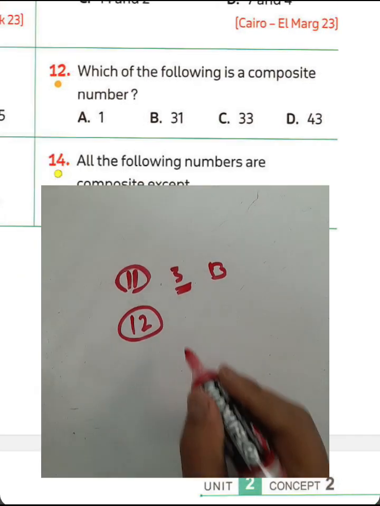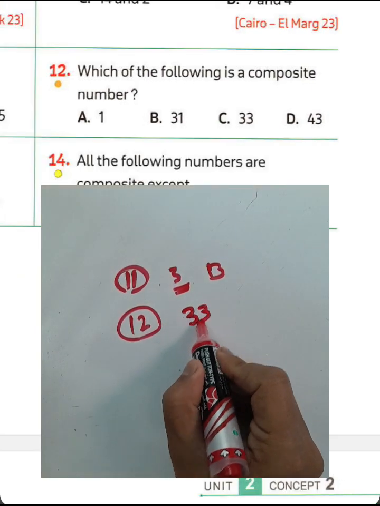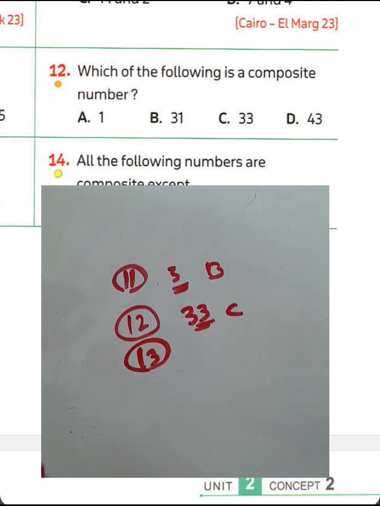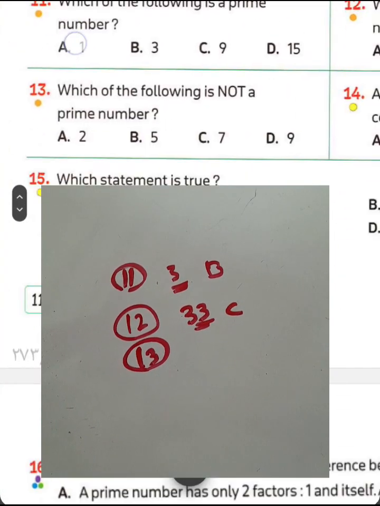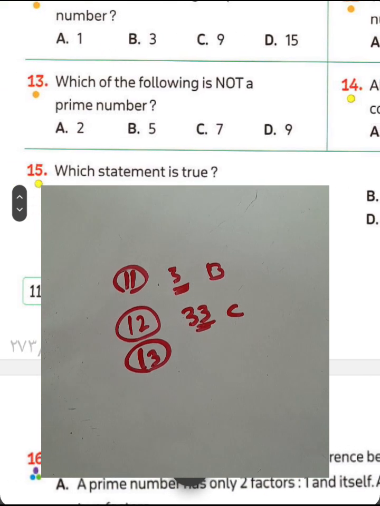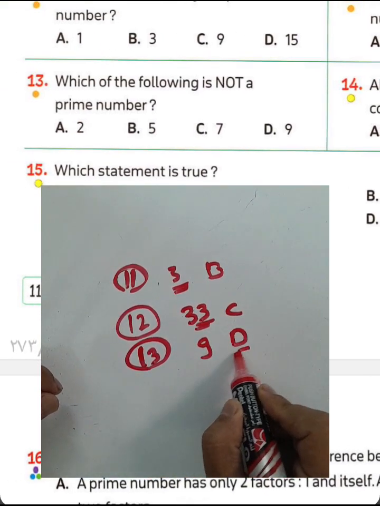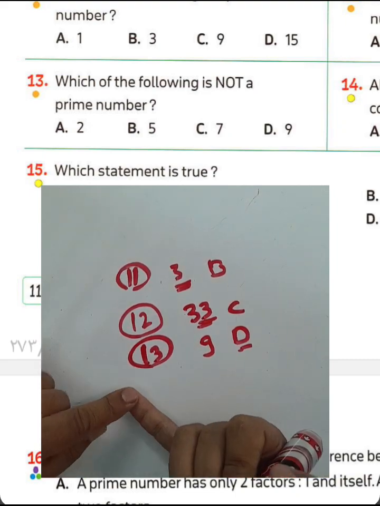Letter C. 33, we call it composite. Question 13. Which of the following is not a prime number? Not a prime number, it will be 9. Choose letter D, because 9 can be divided by itself, 1, and 3.